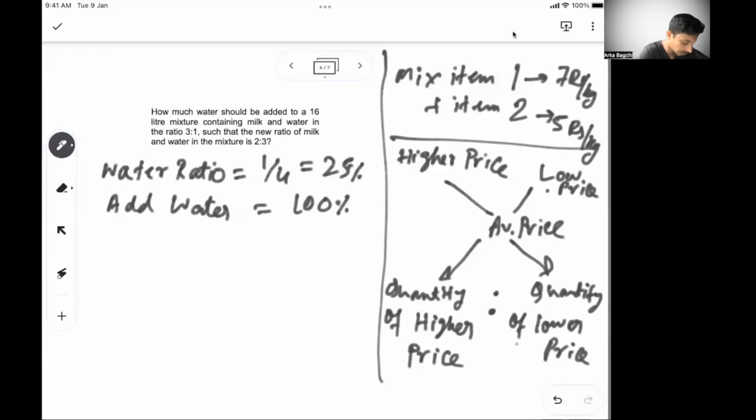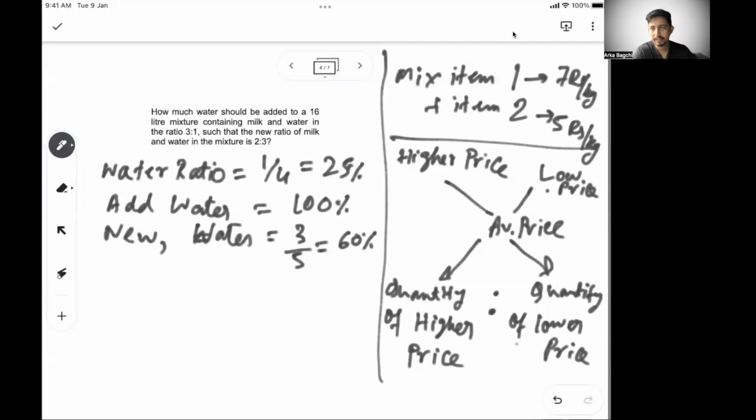water is 2:3. So the new water should be 3/5, or let's say 60%, right? So I know the water in each of them. If this is the kind of problem, you can take any one quantity and do the formula that I have shown here. How to do that?